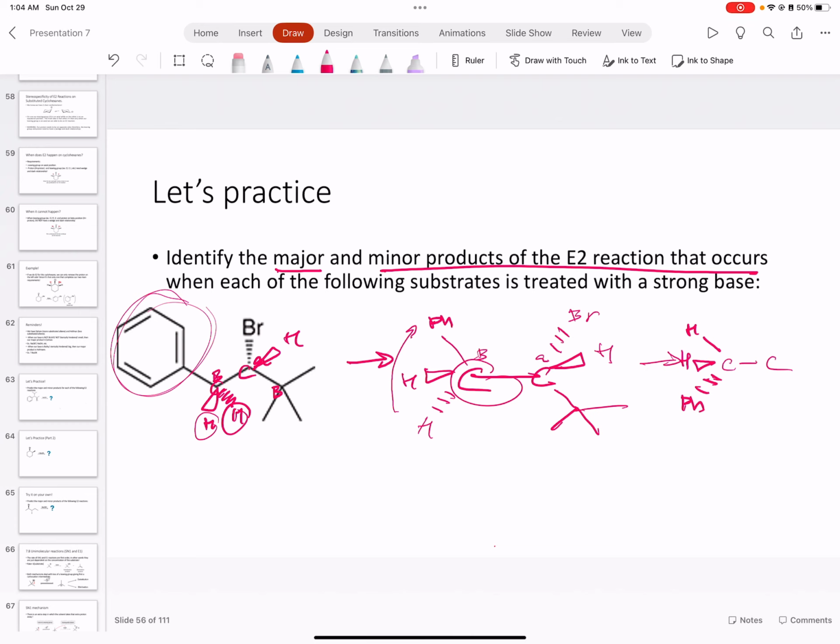So then this one will be my major product. So then that one will be my major. And this one will be my minor, because that one will be my cis.